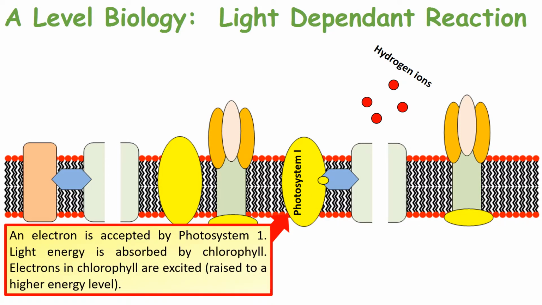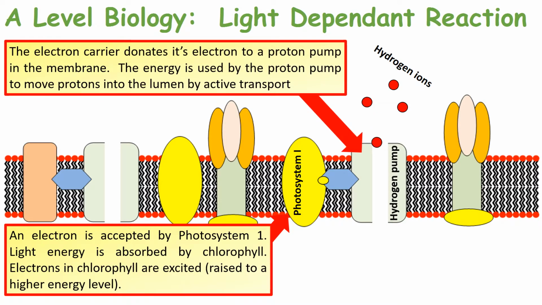In cyclic photophosphorylation, an electron is accepted by photosystem 1. Light energy is absorbed by the chlorophyll, so the electrons in chlorophyll are excited, so therefore raised to a higher energy level. The electron carrier donates its electron to the protein pump in the membrane.